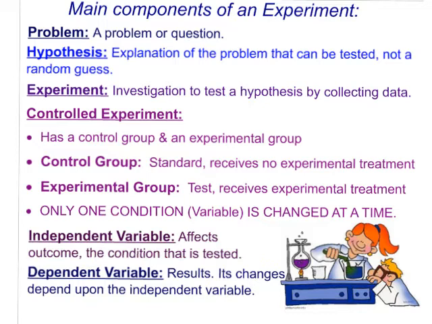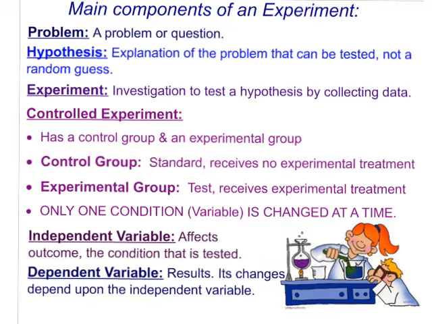There is something important to remember in all scientific experiments. Only one condition or variable is changed at a time. We never change more than one at a time. A couple more definitions, and then we're going to give some examples of all these things.